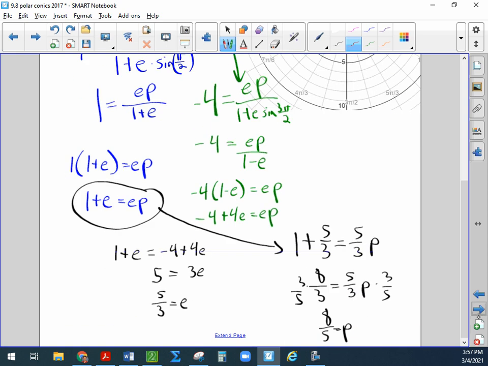And if I plug my stuff back into my r equals equation, I have r equals ep, so 5/3 times 8/5, over 1 plus e, 5/3 sine theta. On top, this is really just 8/3. Then we'll multiply the top and bottom by 3. So r equals 8 over 3 plus 5 sine theta.